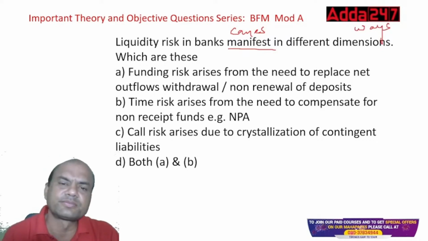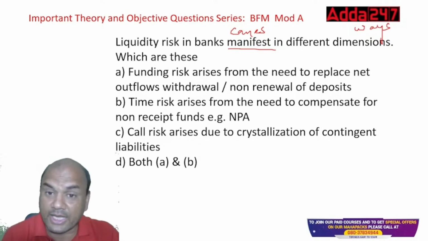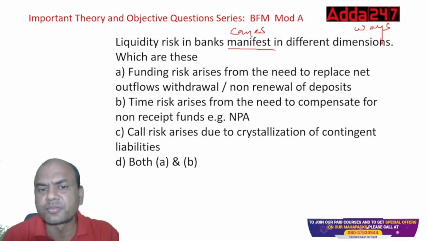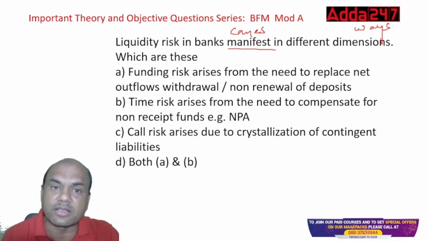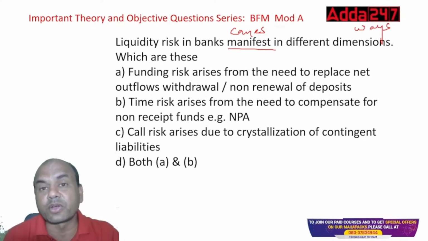What are these? Funding risk arises from the need to replace net outflow, withdrawal and non-renewal of deposits. It can be. Just answer. Think over it and answer. Fine. Here, CAIIB is not like JAIIB. Just you got the answer, tick it. No. Here you have to think. Funding risk arises from the need to replace net outflows. Non-renewal of deposits means whatever is going out, that needs to be replaced.